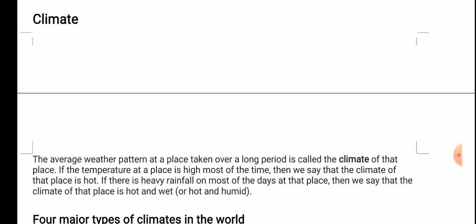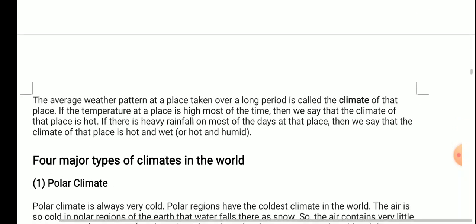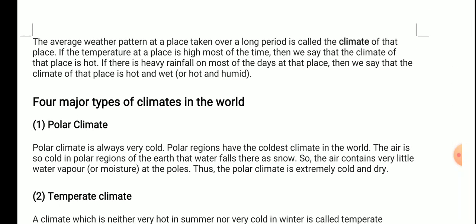Okay, so the average weather pattern at a place taken over a long period of time is called climate. And weather is for a short period of time. It keeps on changing, from hour to hour, day to day, week to week. But climate is the average weather pattern for a long period of time. Now let's take a look at 4 major types of climates in the world.